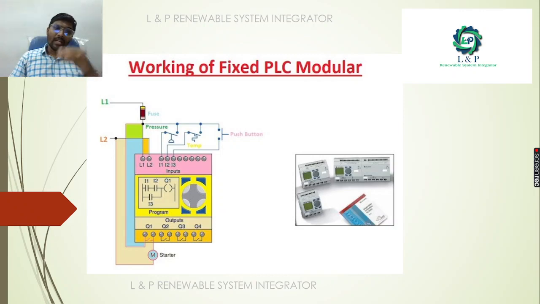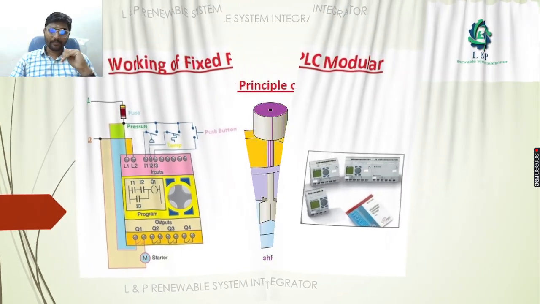But most importantly, whenever you are trying to provide the line, try to provide it with a fuse, so that if any mishap happens, the fuse will get blown, so that you can protect your PLC modules.